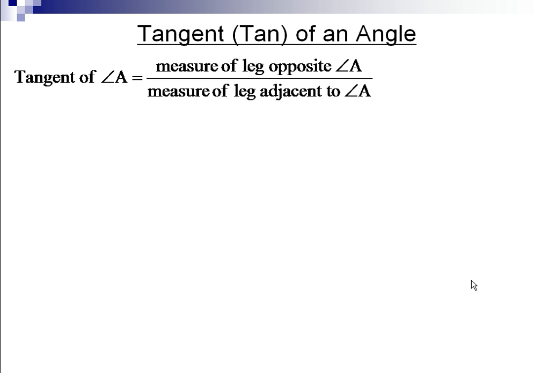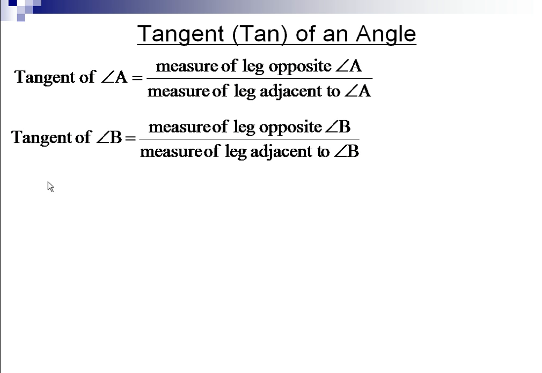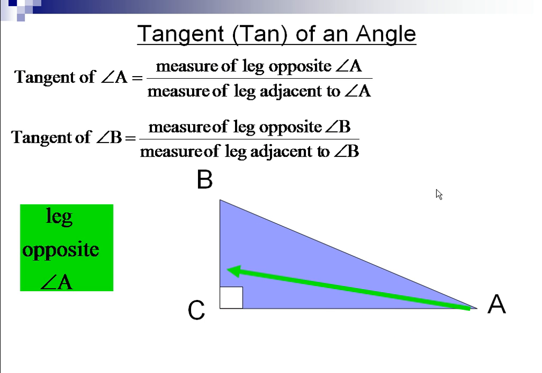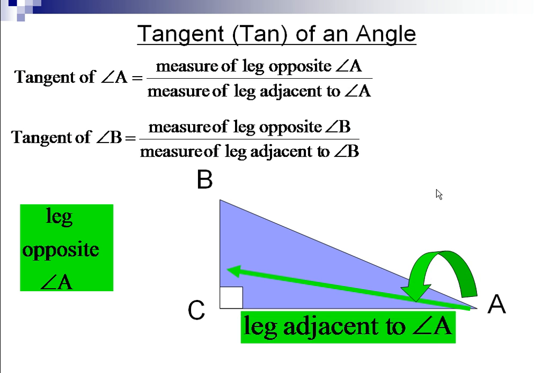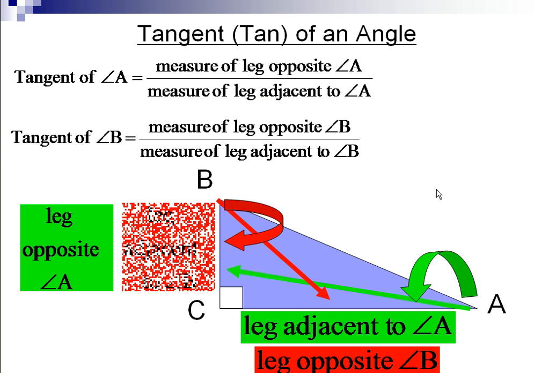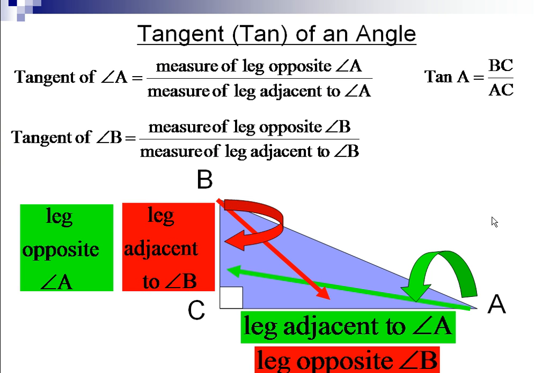Talk about tangent of an angle. Tangent now does not use the hypotenuse. It's the measure of the leg opposite angle A over the measure of the leg adjacent to angle A, if we're talking about the tangent of angle A. Tangent of angle B is the measure of the leg opposite angle B over the measure of the leg adjacent to angle B. In our diagram here, there's our leg opposite angle A and our leg adjacent to angle A. Here's the leg opposite angle B and the leg adjacent to angle B. Tangent of angle A would be BC over AC. Tangent of angle B would be AC over BC.